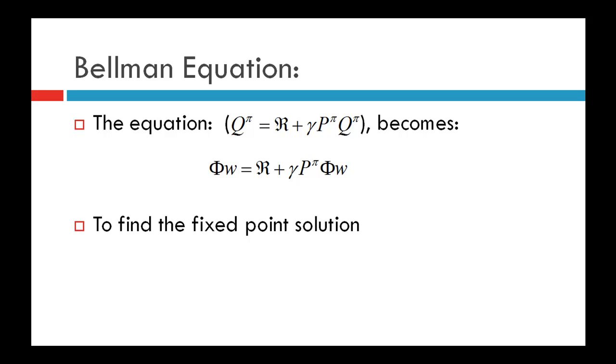The Bellman equation for the state action value function in matrix form is given as q pi equals r plus gamma times p pi q pi, where p pi denotes the dependence of this stochastic matrix on the policy pi. Using the value function approximation, this q pi is represented as phi times w. So it gives phi times w equals r plus gamma times p pi phi w. Our target is to find the fixed point solution. Basically, we will see that the least square methods solve for the fixed point solution.